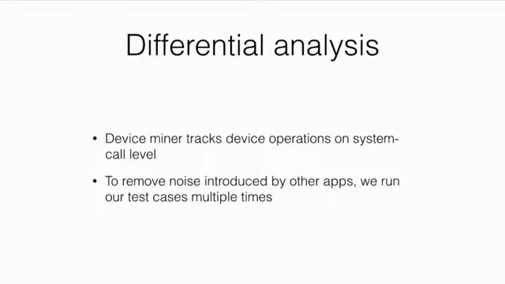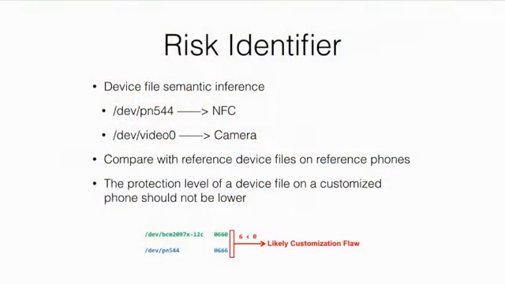To remove noise, we do extensive differential analysis. We run test cases again and again, such that we get a constant intersection of all these test cases, which means that these nodes actually correspond to the device and they are not there because of some noise. After that we have this risk identifier, which just compares with the reference.